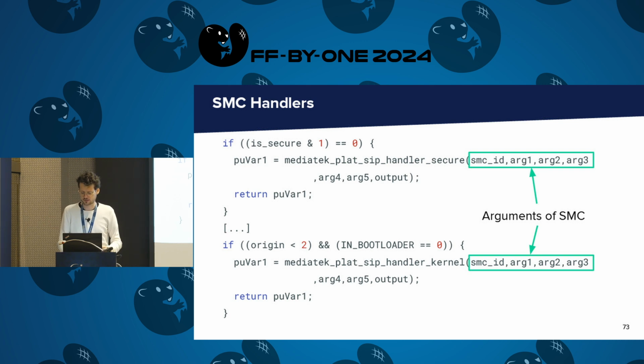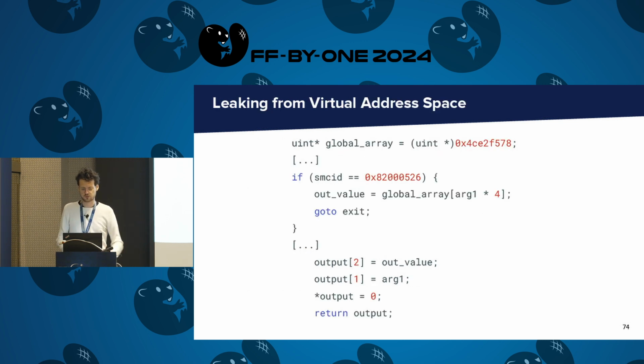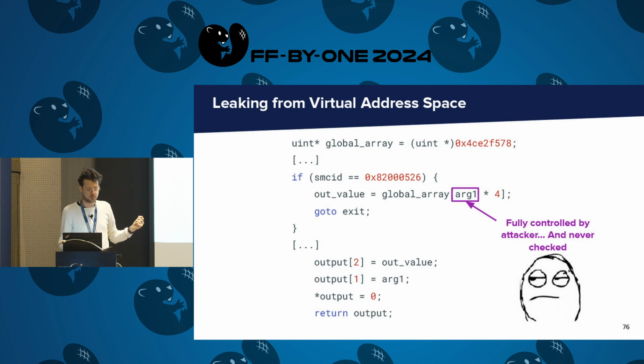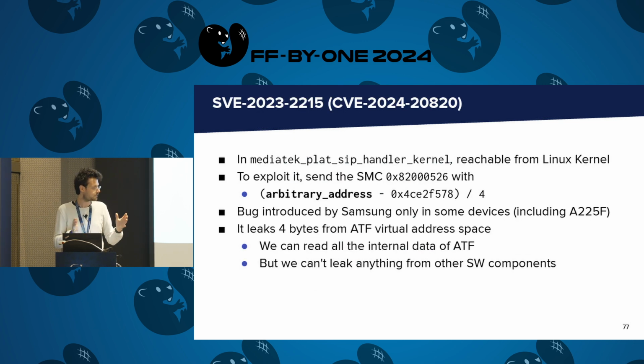So we started looking at these SMC handlers, and we very quickly ended up on some interesting ones. So this is the one corresponding to that SMC ID. And as you can see, it almost feels like an arbitrary read, right? Because you have an argument that is fully controlled by the attacker, fed into some array, and the value is returned. But the argument isn't really ever checked, which means anyone that can talk to this SMC handler can essentially read some value in the ATF memory.